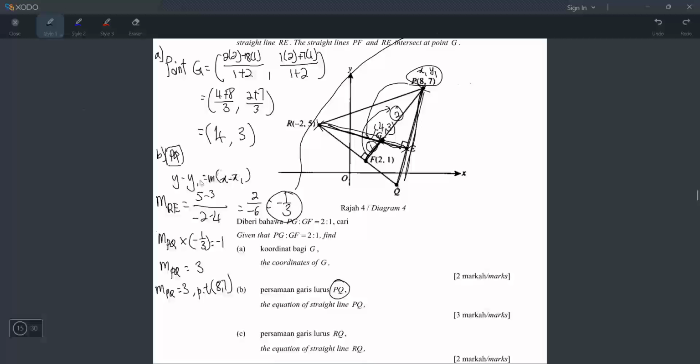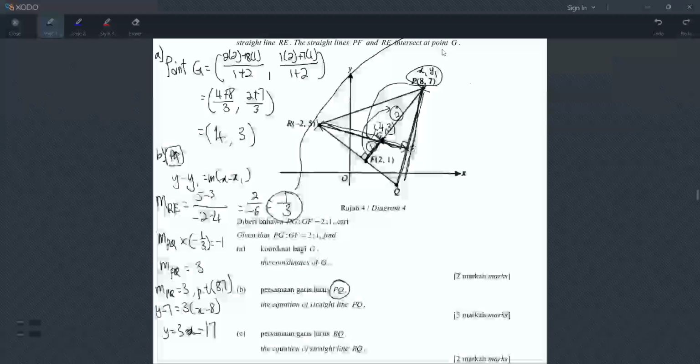So remember, this formula requires the gradient and any point that it passes through, right? So now it will be y minus the y coordinate, which is 7, equals gradient 3, x minus the x coordinate 8. So now you get y equals 3x, negative 24 plus 7. Let's press the calculator. All right, I get negative 17. So the answer will be 3x minus 17. Let me just quickly check the answer. Okay, nice, correct.